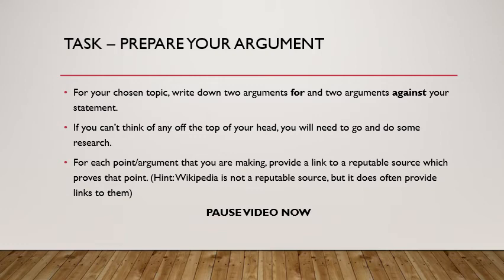For each point or argument that you are making, you will also need to provide a link to a reputable source that proves that point. So something like The Guardian or scientific journals, National Geographic, Time Magazine, sort of proper sources of journalism or study is what we're looking for here. Wikipedia itself is not a reputable source, but these pages often have links to sources of information. So you can go to Wikipedia for your initial research and use that as a jump off point, go to some of the citation links and figure out if they are trustworthy or not.